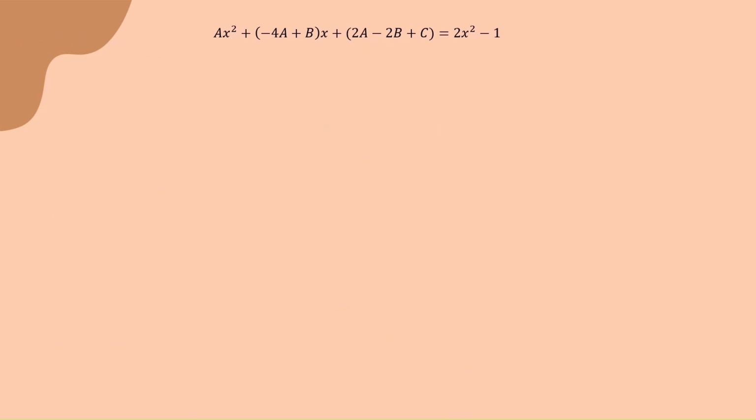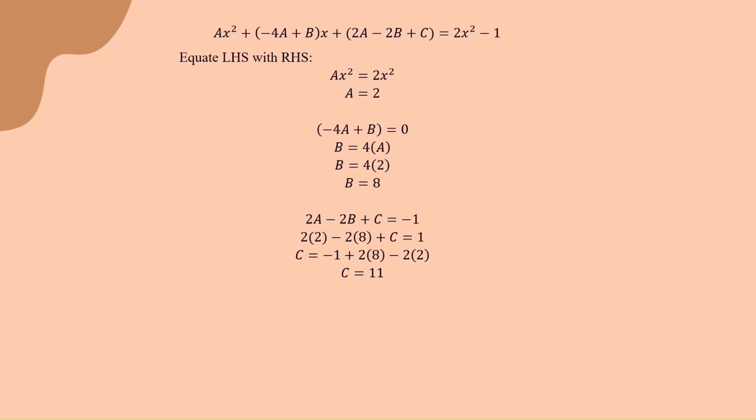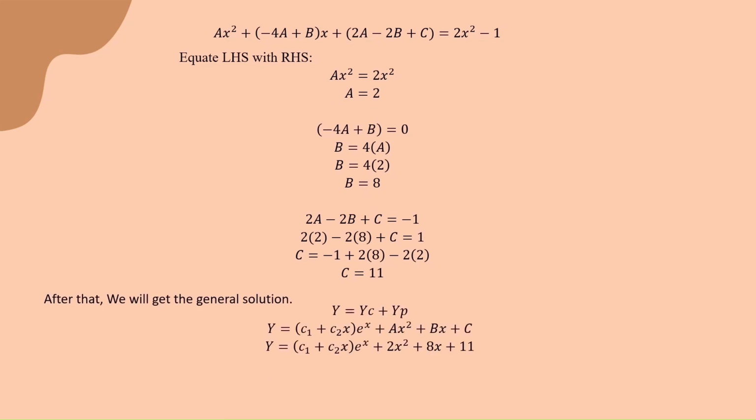So after we get this equation, we need to equate the left hand side and right hand side of the equation. After we equate it, we will get a equals to 2, b equals to 8, and c equals to 11. And after that, we will get the general solution, using y equals yc plus yp, and this will be our general solution.